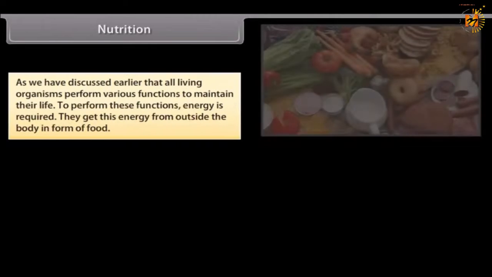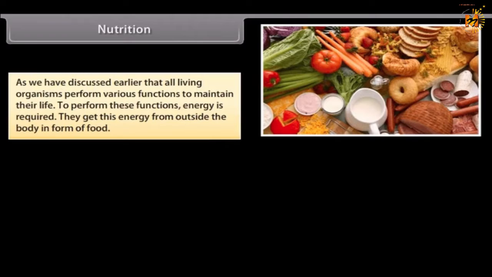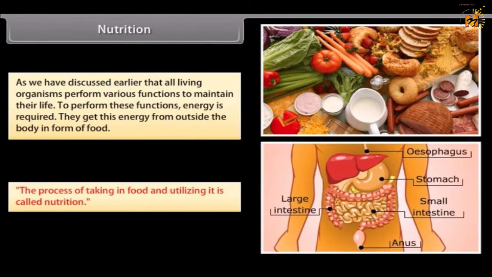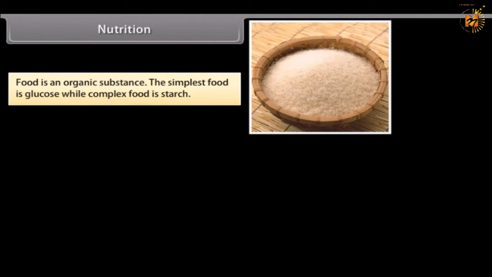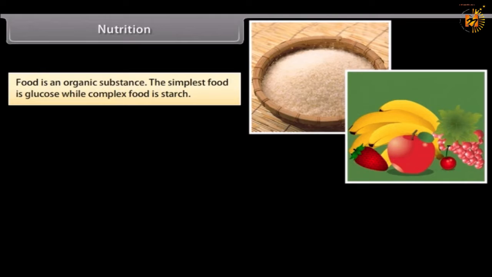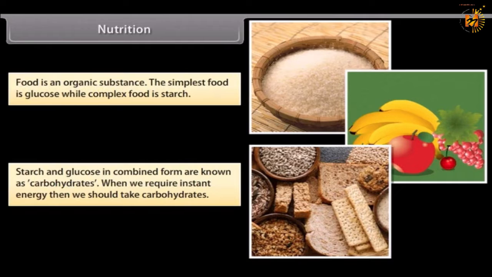Nutrition. As we have discussed earlier, all living organisms perform various functions to maintain their life. To perform these functions, energy is required. They get this energy from outside the body in form of food. The process of taking in food and utilizing it is called nutrition. Food is an organic substance. The simplest food is glucose, while complex food is starch. Starch and glucose in combined form are known as carbohydrates. When we require instant energy, then we should take carbohydrates.